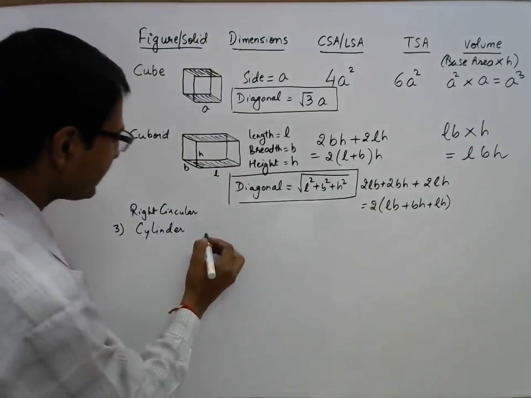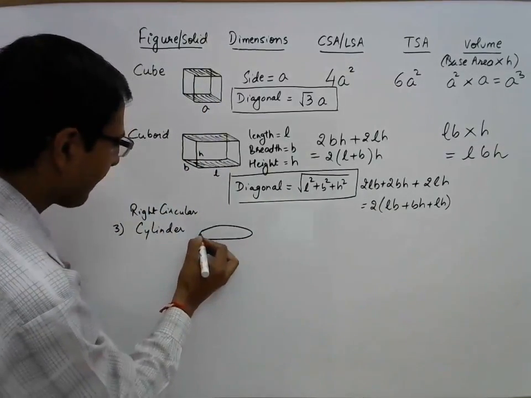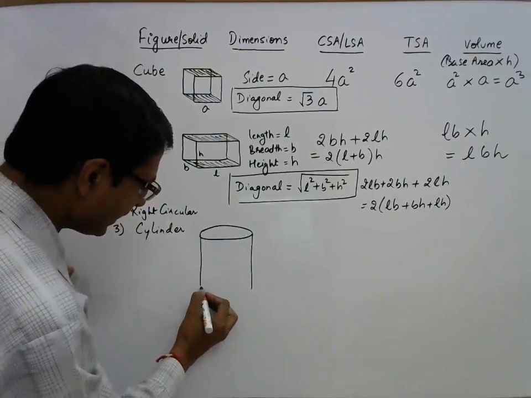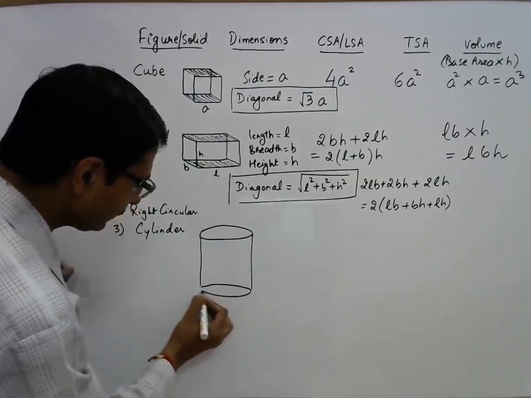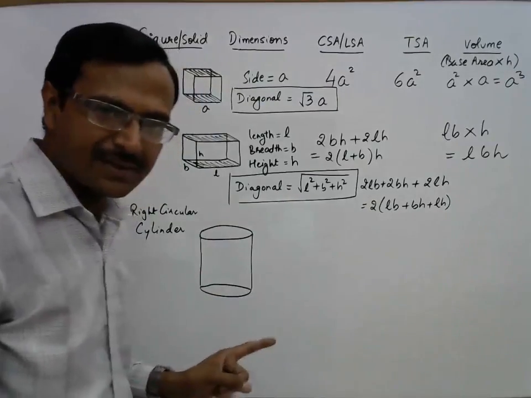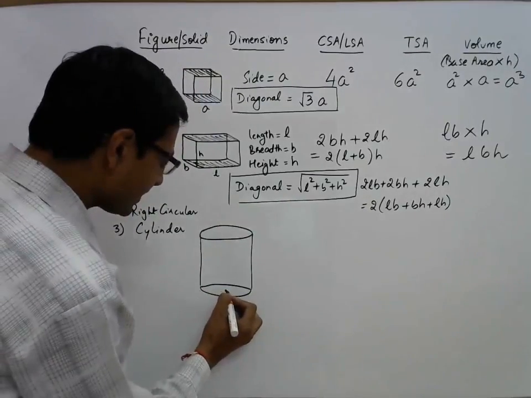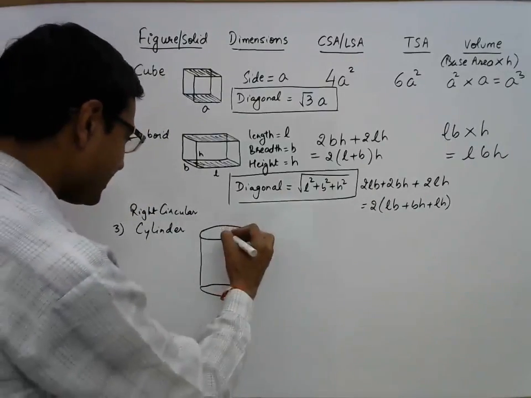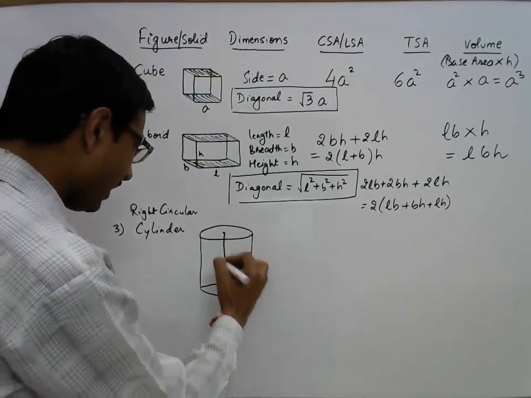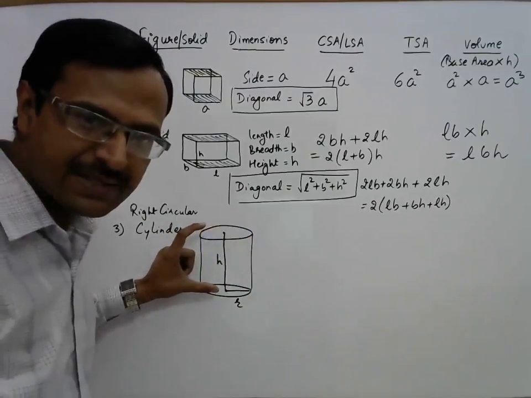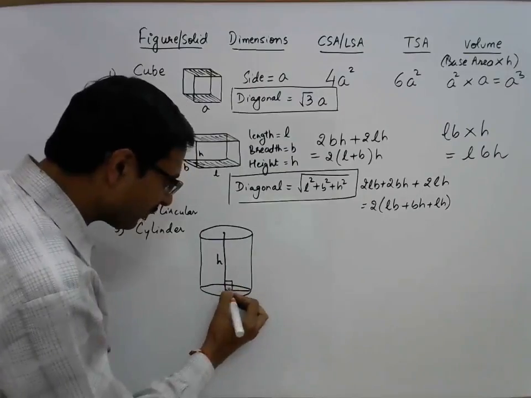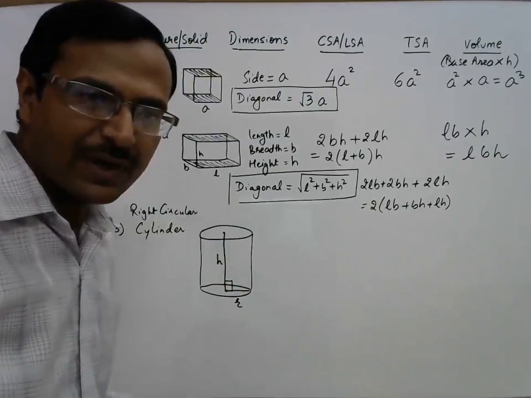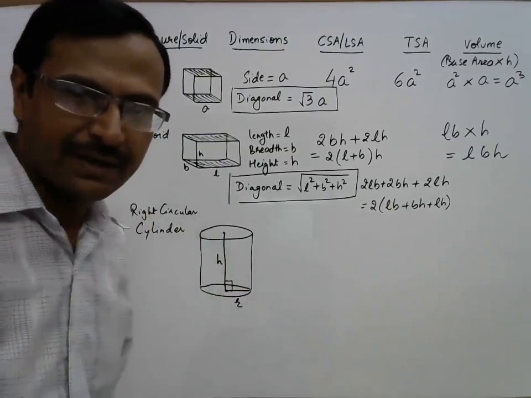See, a right circular cylinder basically has a circle at the top, then the curved surface, and then a circle at the bottom. Now see, in this, this is the radius of the base R, and this is the vertical height H. They form an angle of 90°. The radius and height are perpendicular. That is why we call it a right circular cylinder.